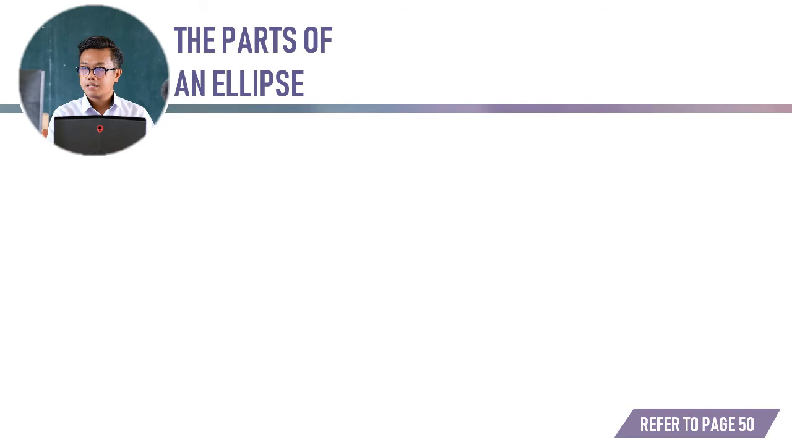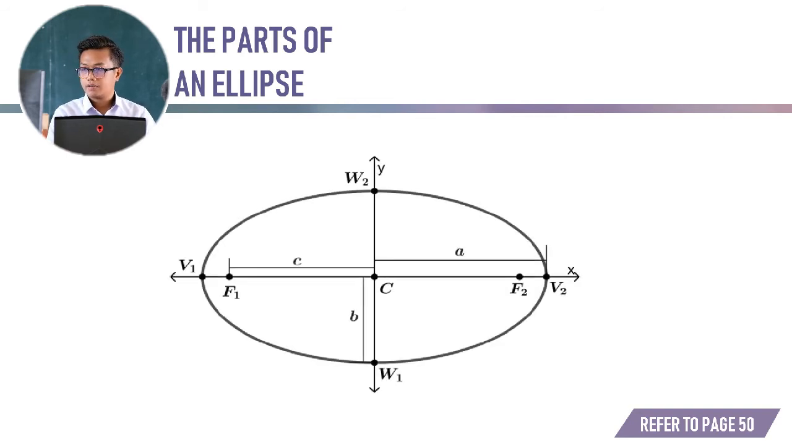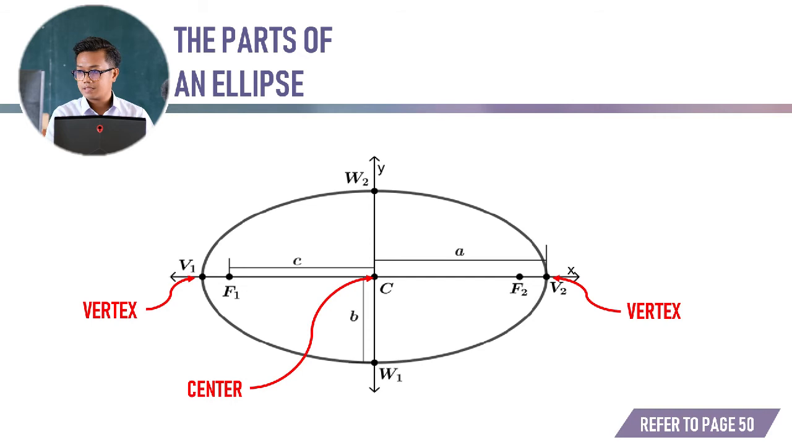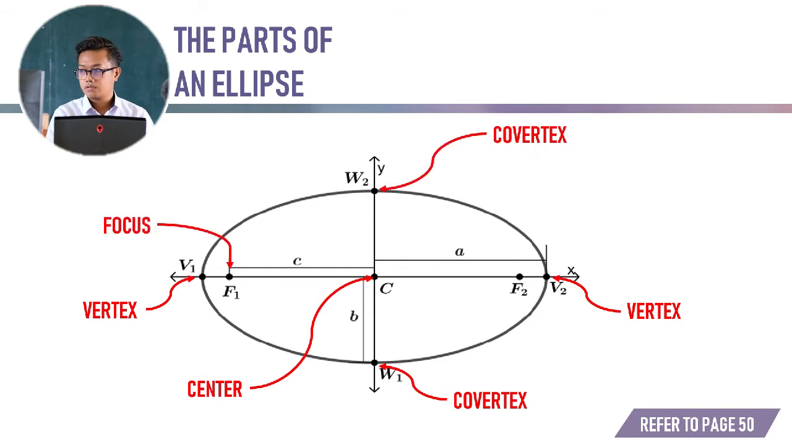Okay, now, let us now try to learn the parts of an ellipse. We have here an example graph of an ellipse, wherein its center is to be found at the origin or at 0, 0. Its vertex ara sa side sang imo nga center, kag your other vertex is at the other side. You also have your co-vertex and your other co-vertex. You will also have your focus and your second focus.